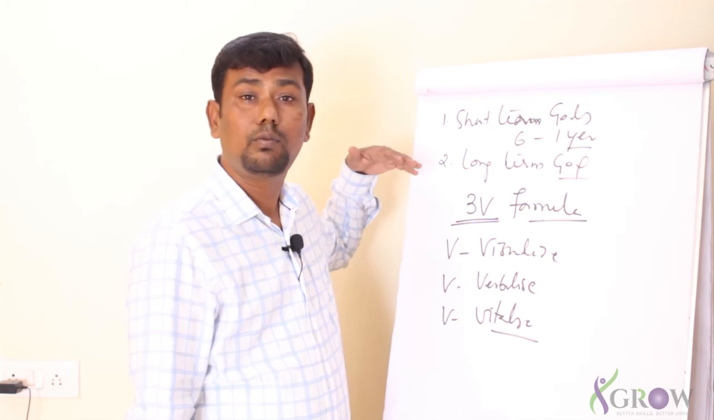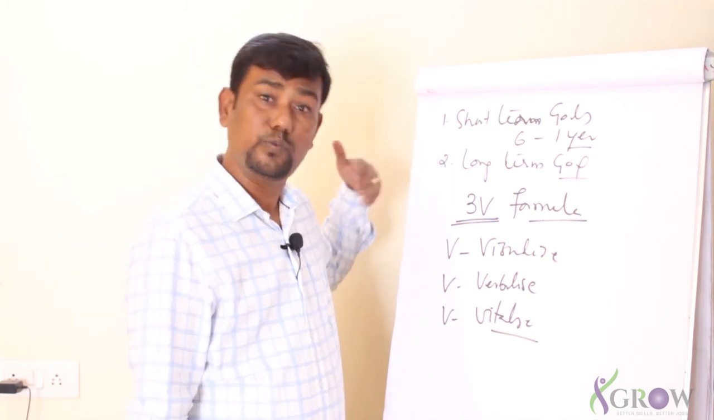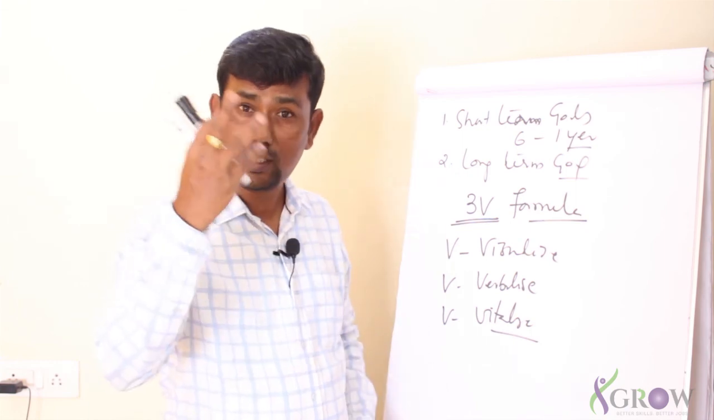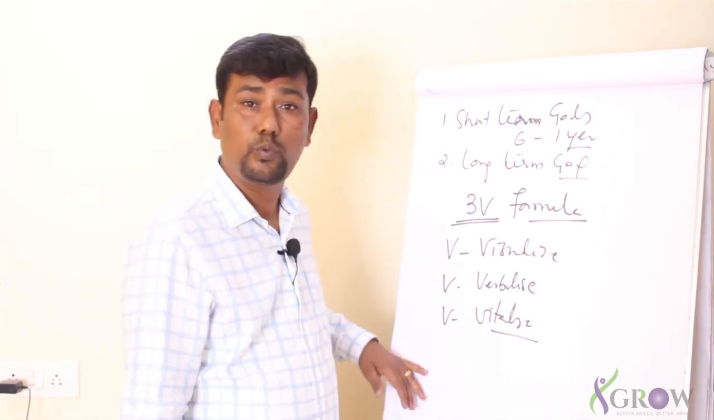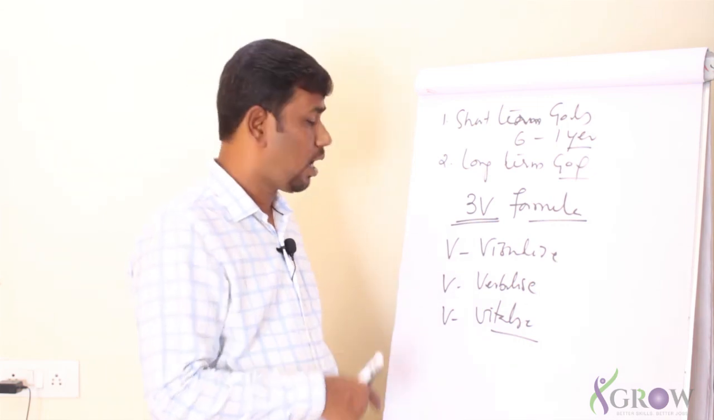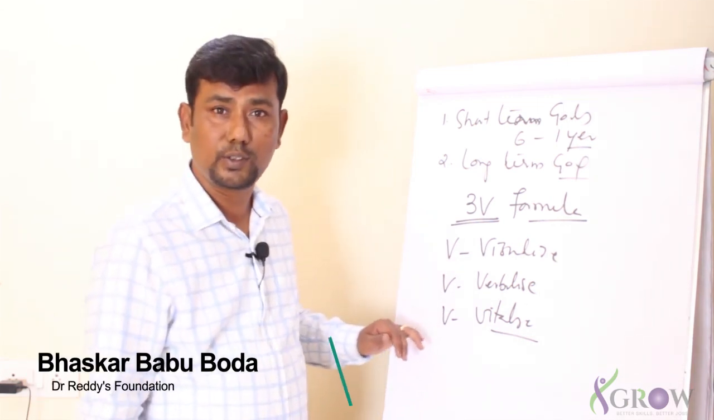And then we will only be successful or we fail in achieving goals depending on whether there is emotion attached. When emotion is attached, these 3 V's will by default happen. Otherwise, because now you know, apply this 3V formula in achieving your goals.